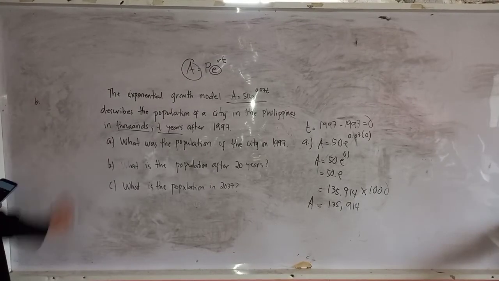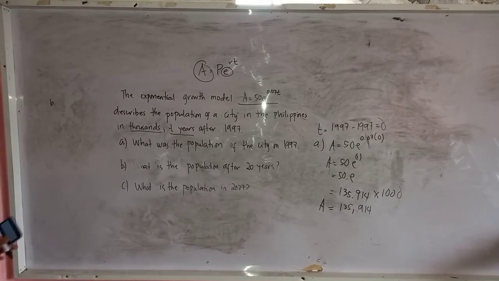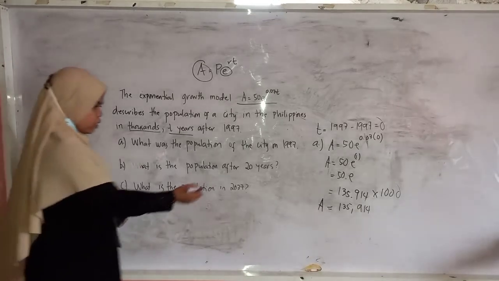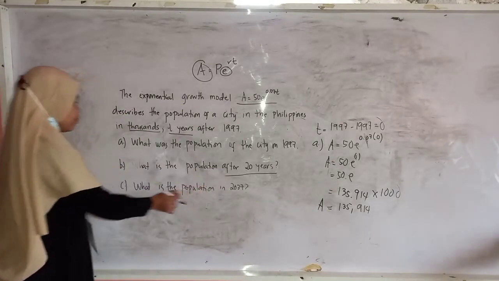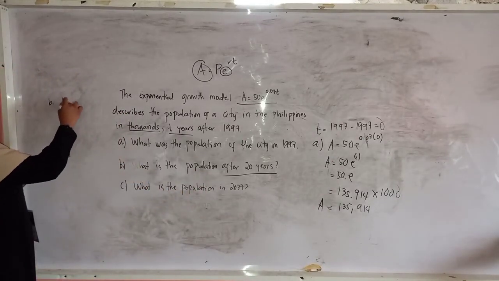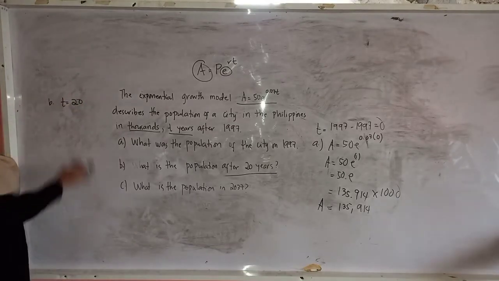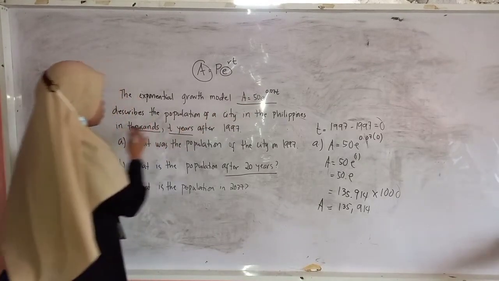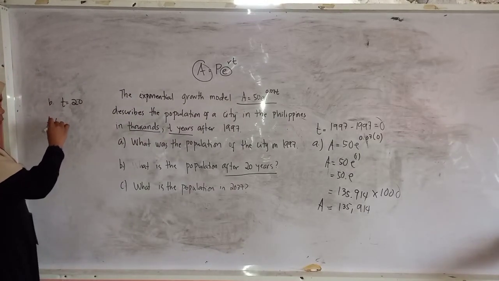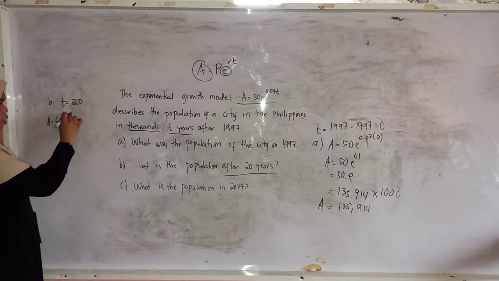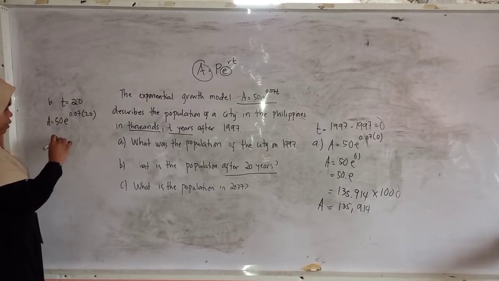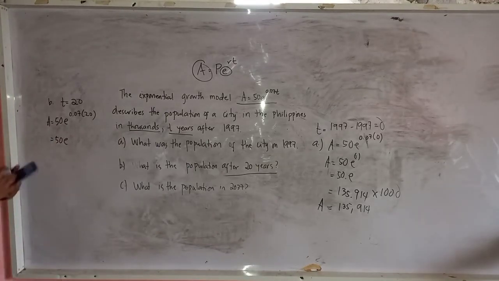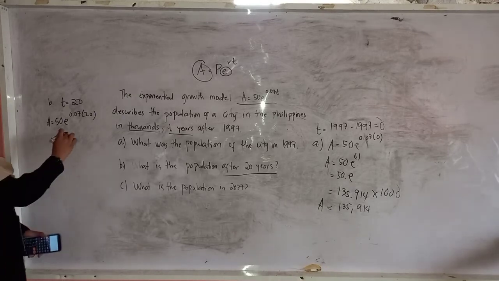Okay, for the problem in letter B, what is the population after 20 years? So since ang ginamit niya after 20 years, that means ang T natin mismo ay yung 20 years. So the value of T here is equal to 20. So by replacing T by 20, so that will give us 50, tapos e to the power of 0.07 times 20. So you are going to multiply first the exponents of e. So that is the product of 0.07 times 20. So that is equal to 1.4.